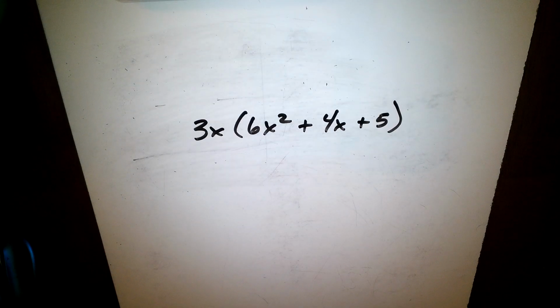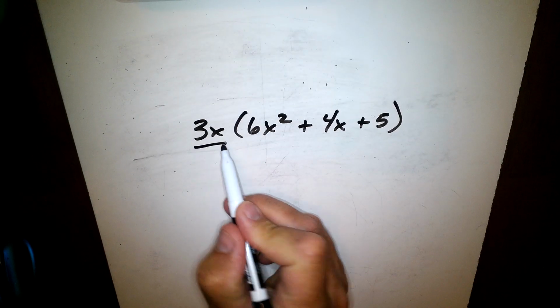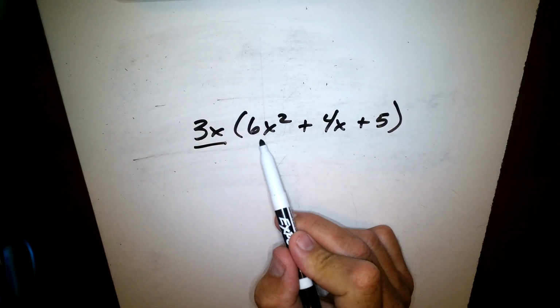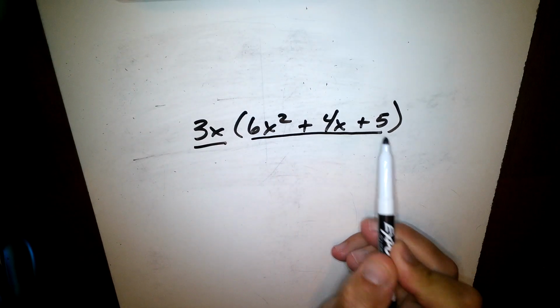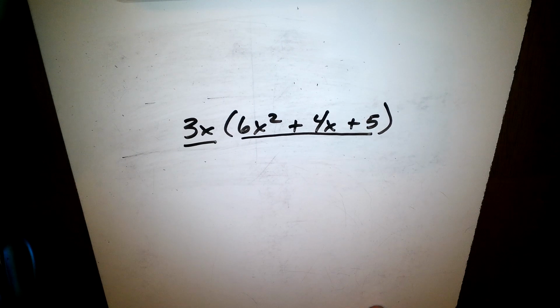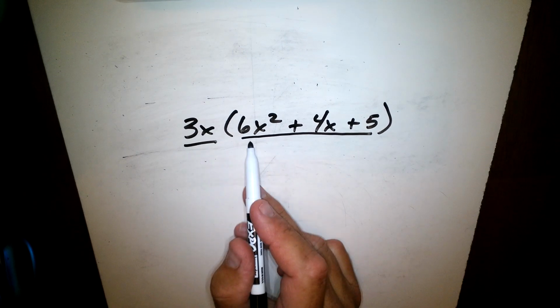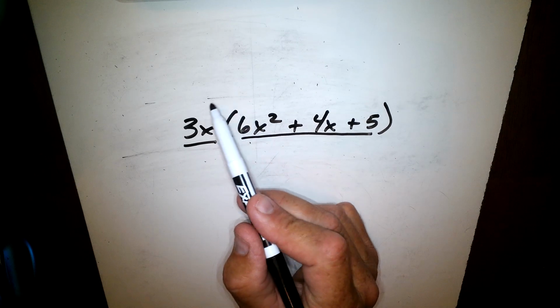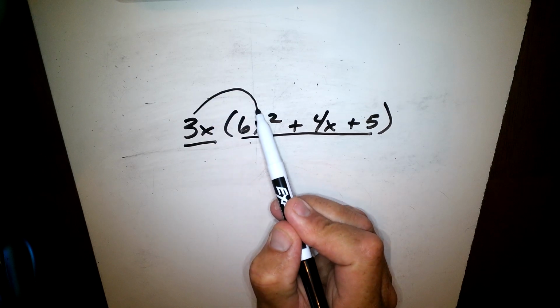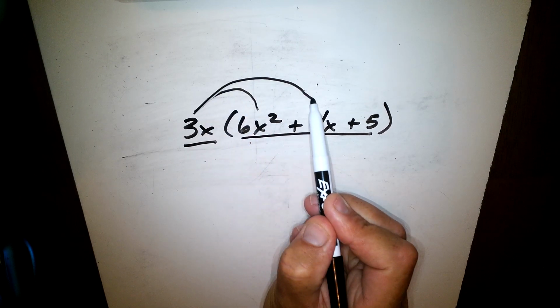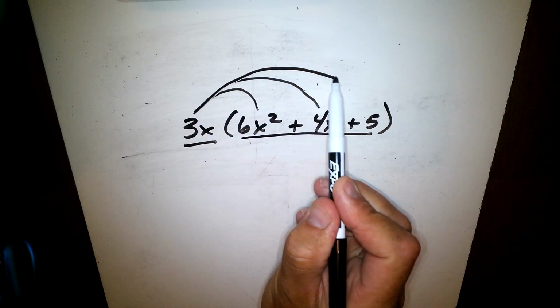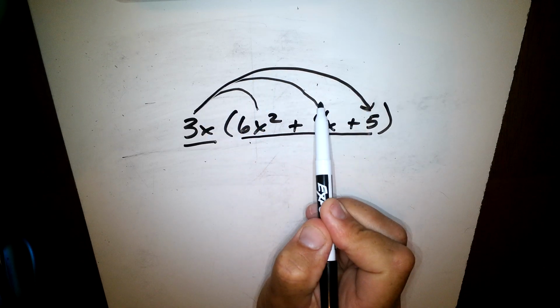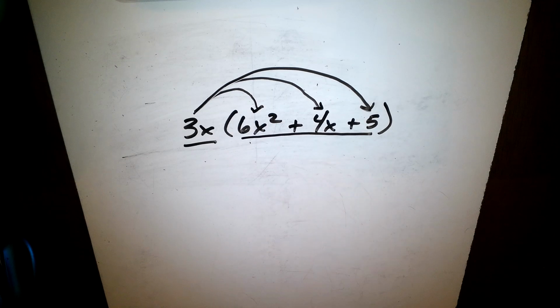Okay, here's a third problem. Now we have a monomial times a, what do we call that? 3 terms, a trinomial. So we're going to take a monomial, and we're going to multiply it by a trinomial. So even though it's a trinomial, I still need to distribute my 3x inside to every single term.